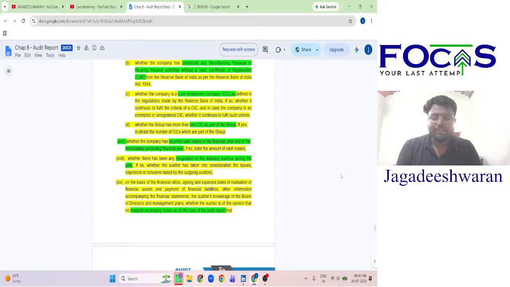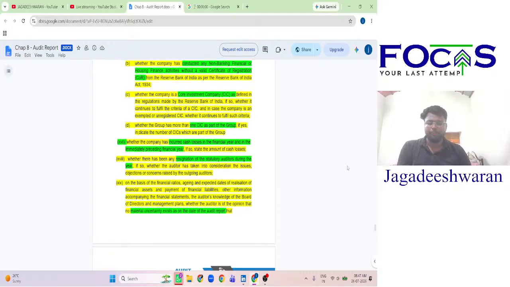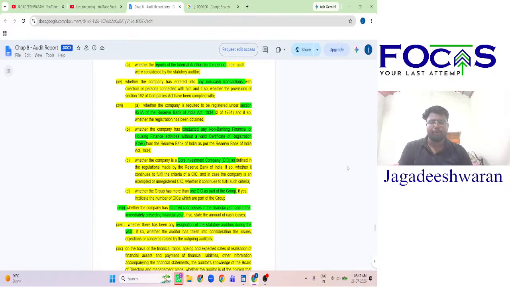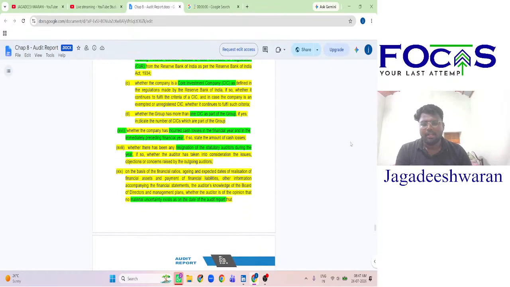அதுக்கப்புறம் whether the group has more than one CIC as the part of the group. If yes, indicate the number of CIC which are part of the group. So in a group of companies, if they have more than one CIC, we have to mention the number of CIC which are the part of the group. So that is what 6th point is all about. So which is 45IA, 16th clause.